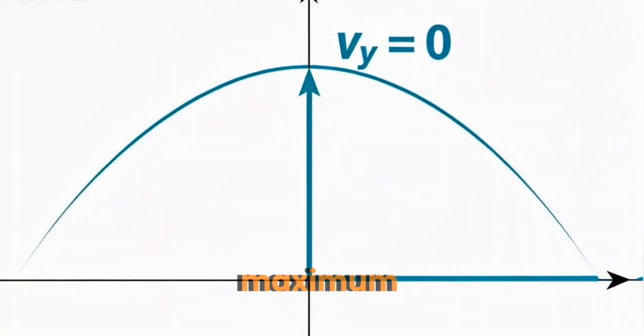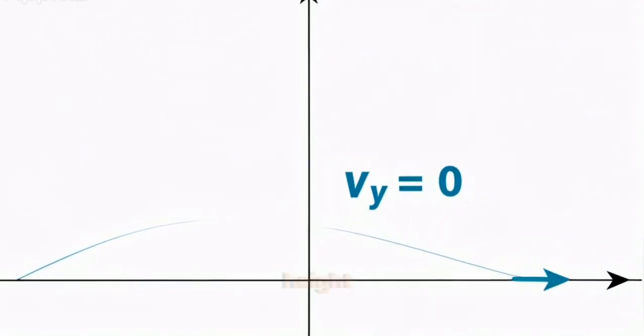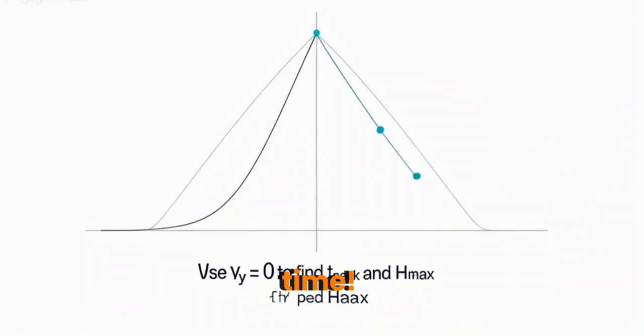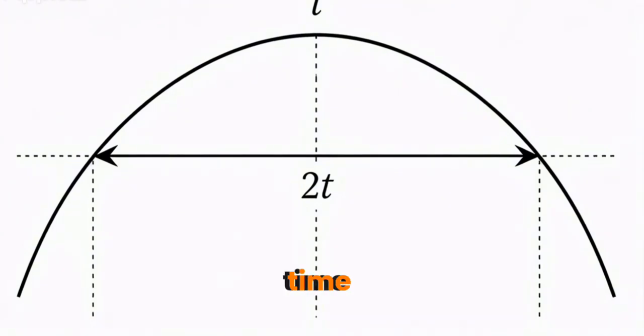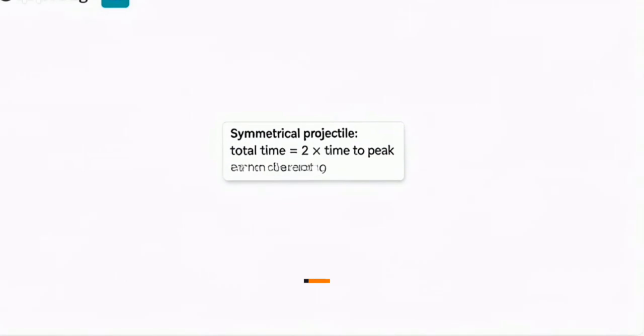Tip 3. At maximum height, vertical velocity is 0. This single fact unlocks maximum height and time to peak calculations every time. Tip 4. Total flight time is double the time to peak. For symmetrical projectiles, this always works. It will save time in exams.